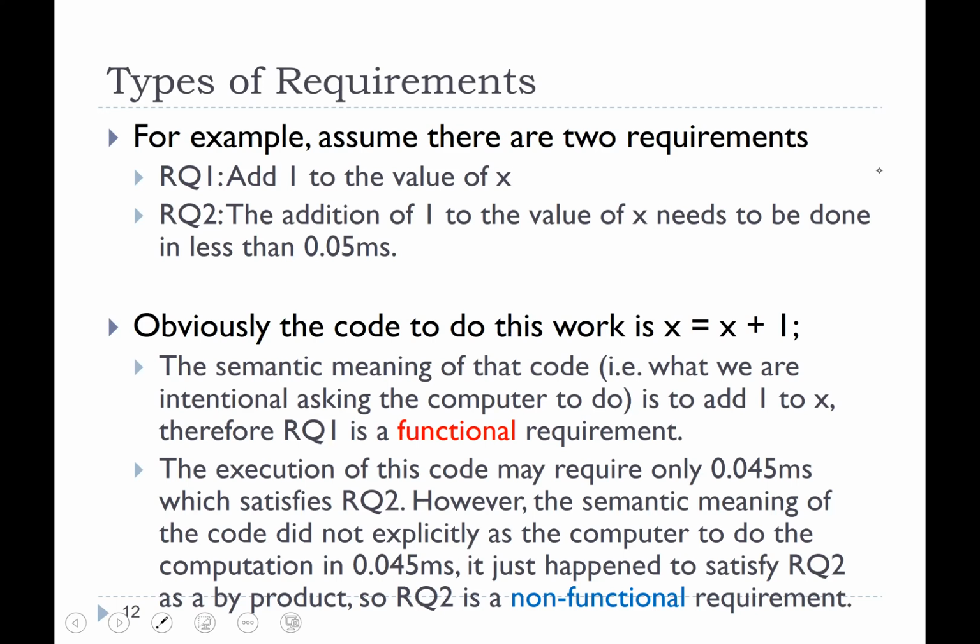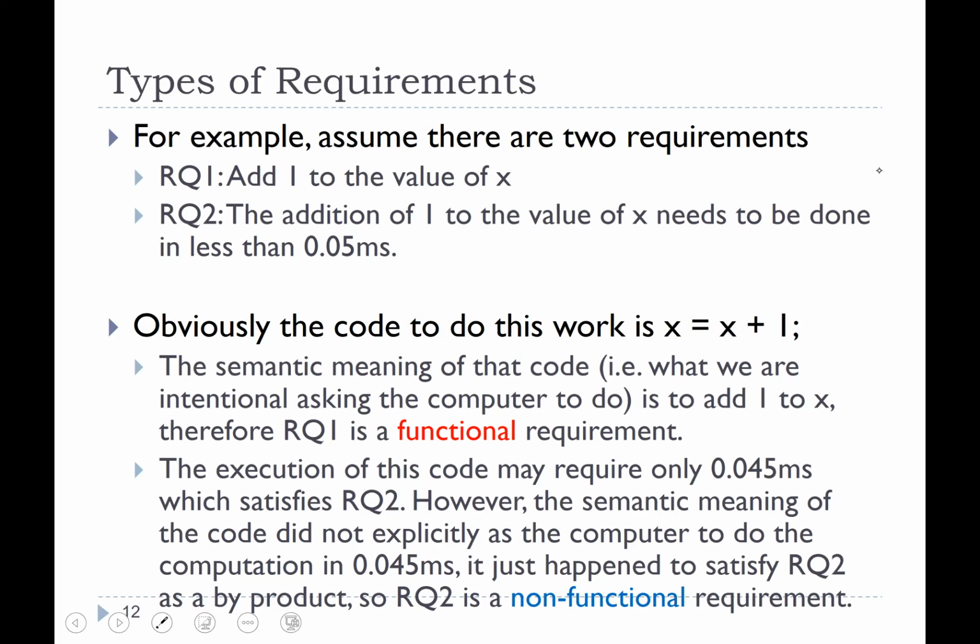Now, when I see something like requirement 1, I can write code for that. This is the rule of thumb. This is how you differentiate. I can write code for that, and the code that I'm going to write is X equals X plus 1. What is the semantic meaning of the code? It means what I'm actually instructing the computer to do: go get the value of X, add 1 to it, and make sure this is the new value of X. This is what the word semantic means, the actual explicit meaning of the code.